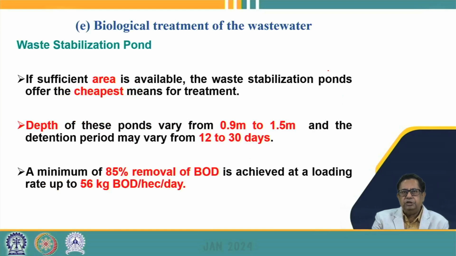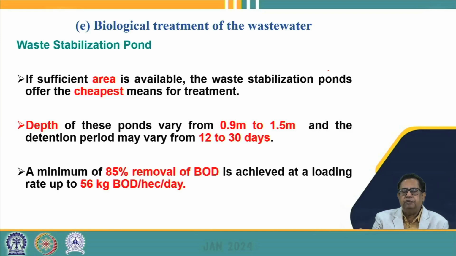So after the physical treatment, we can go for the biological treatment of the wastewater which is generated from the pulp and paper mills. For example, we can go for waste stabilization ponds. If we have no dearth of area, or a large area is available, then we can go for the treatment of the pulp and paper mill effluent by using stabilization ponds.